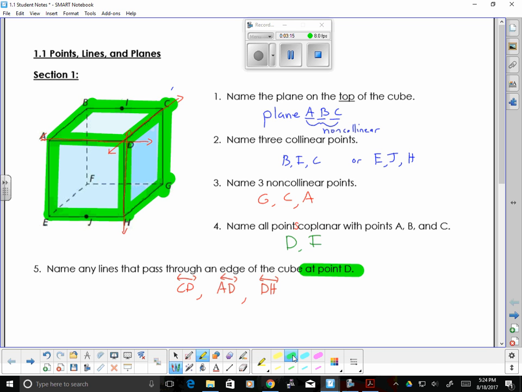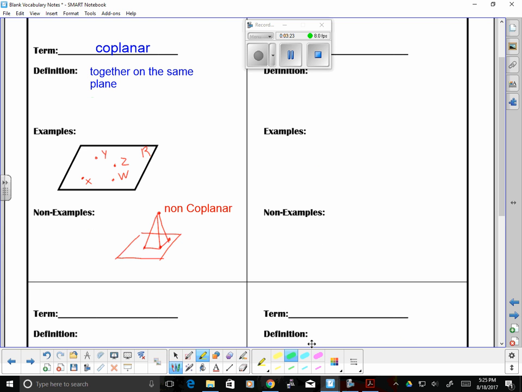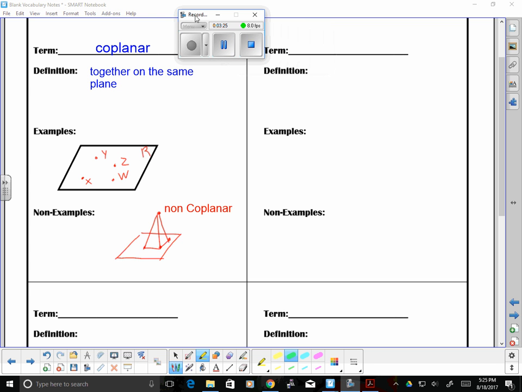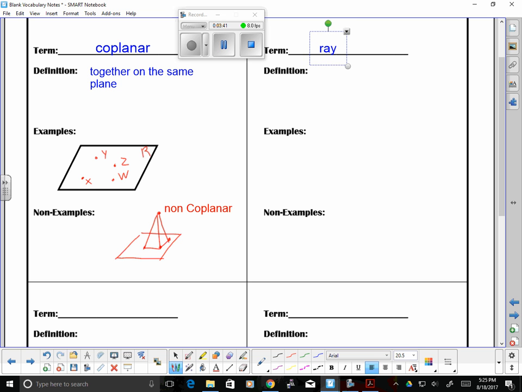So with that, we're ready for our last few vocabulary terms. So let's go back to our note sheet and we're going to finish this up. Okay, so we had coplanar, and so our last few terms, we're going to talk about part of the line that we would call a ray. So what is a ray? So this is a portion of the line that has an end point. So it does not extend forever in both directions, but only in one single direction.